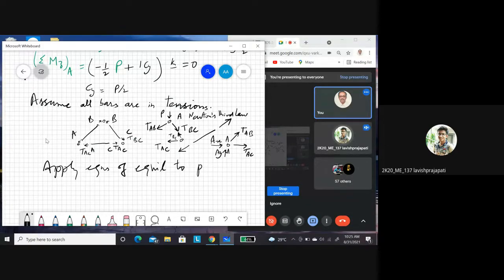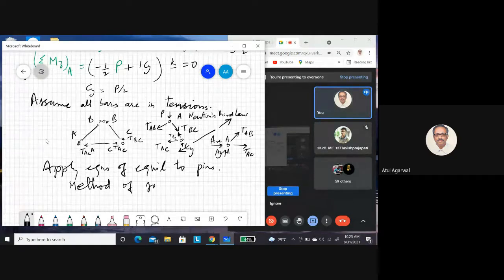So just as we took Ax and Ay at point A, similarly we should have taken Cy at point C. You are right. So there is a Cy. So this is known as the method of joints. We have to apply external force Cy on pin C. Okay. So there are internal forces as well as external forces on the pin. Internal and external. All right.